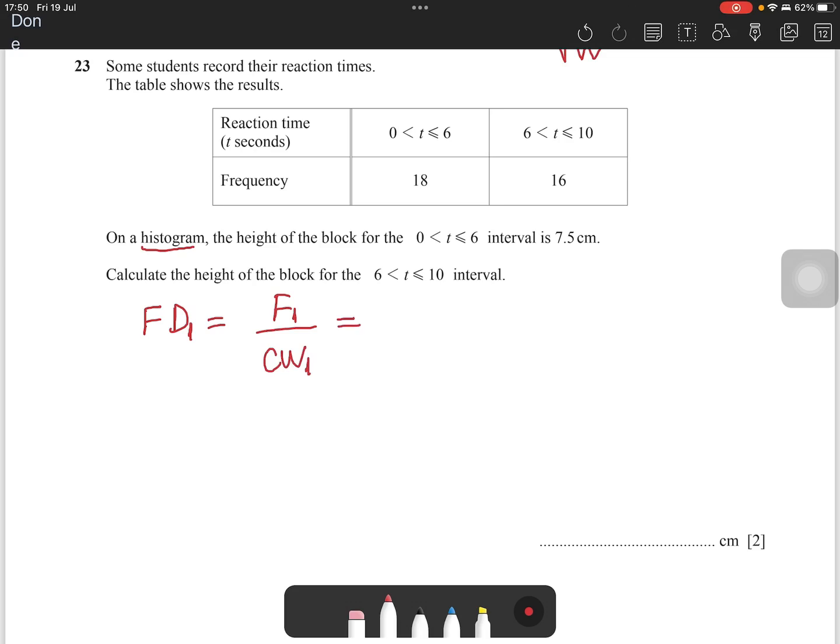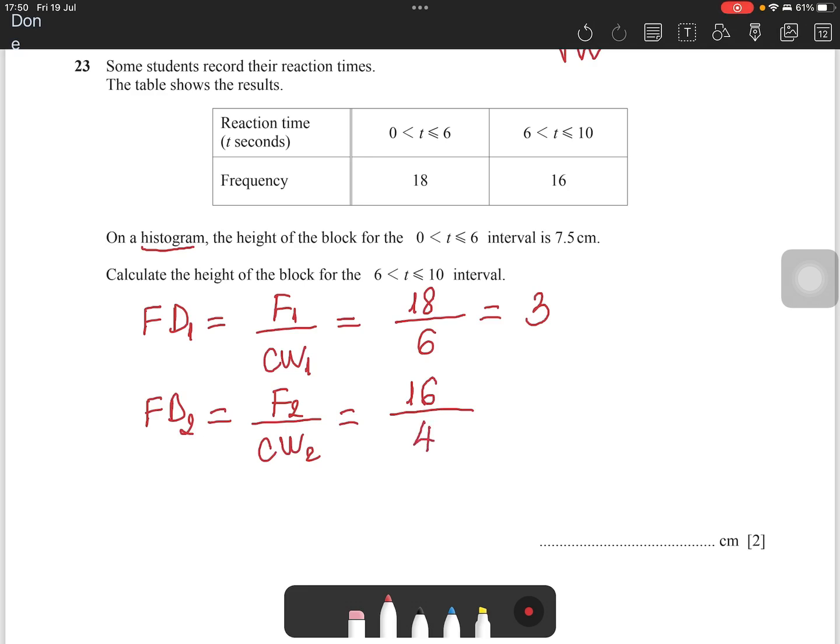For the first block, the frequency is 18, and the class width is 6 minus 0 equals 6, so the frequency density is 3. And for the second block, the frequency density is equal to frequency divided by class width, which is 16 divided by 10 minus 6 equals 4. 16 divided by 4 is 4. So the ratio of the two blocks should be 3 to 4.